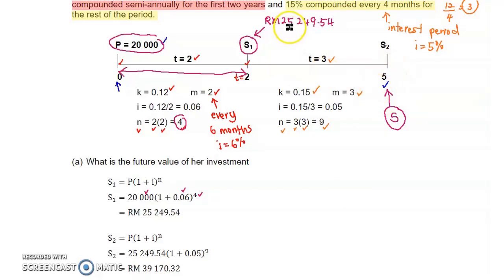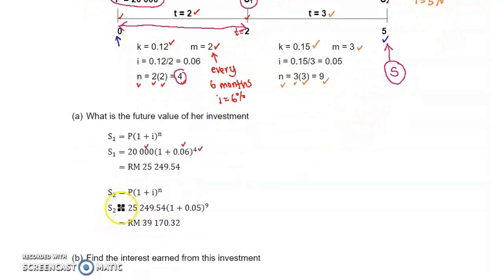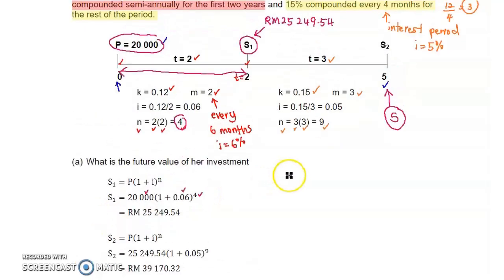But now we want to know the value at the end of year 5. This amount is the value at the end of 2 years, so you have another 3 years. How to calculate the amount at the end of 5 years? If you look at here, I put it as S2. So S2 is actually value S1, if you keep it for another 3 years. 25,249 ringgit 54 cents. If you keep it for another 3 years, what is the accumulated amount? The value at the end of year 5.